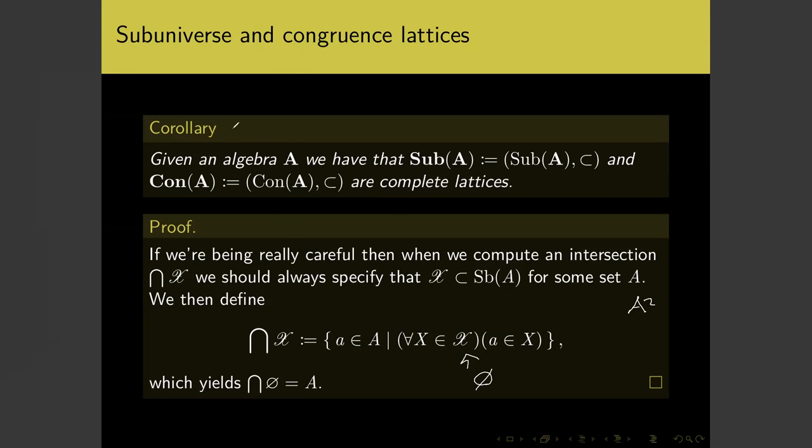And then by our previous statement, we know that these will actually be complete lattices: the subuniverses and the congruences will each give us a complete lattice, no matter what algebra we start out with.